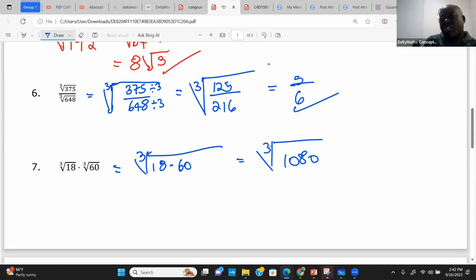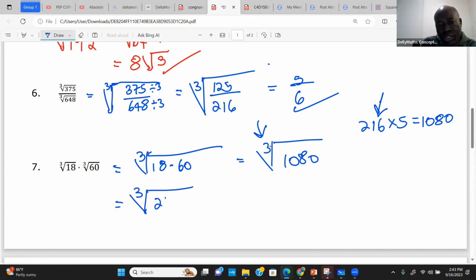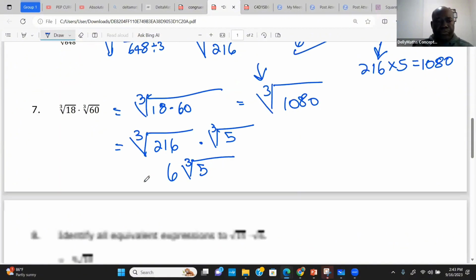So if we try 216, in other words, 216 times 5 will give us 1080. This is the cubic number. Why am I focusing on cubic? Because this is the cube root. So these are the clues that will kind of guide your thinking so that you look at the appropriate places. So I can rewrite this as the cubic root of 216 multiplied by the cubic root of 5. Now, what is the cube root of 216? That is 6. And we're left with 6 cube root of 5. And that's our final response for that.